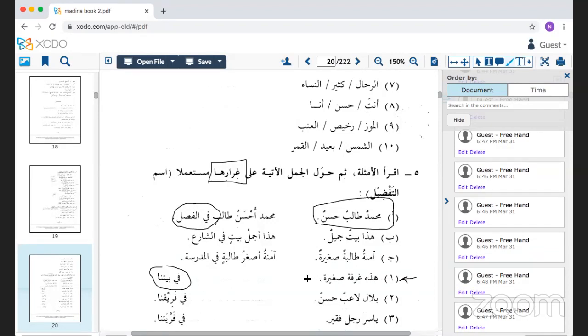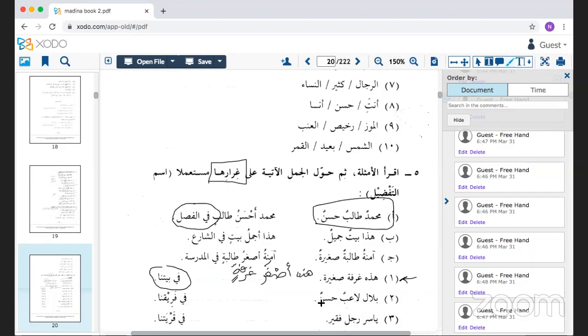What will be the answer? Someone give me the sentence. تفضل. تفضل أخي. Who's that, Ahmed? هذه غرفة. هذه أصغر غرفة في بيتنا. بارك الله فيك. هذه أصغر غرفة في بيتنا.